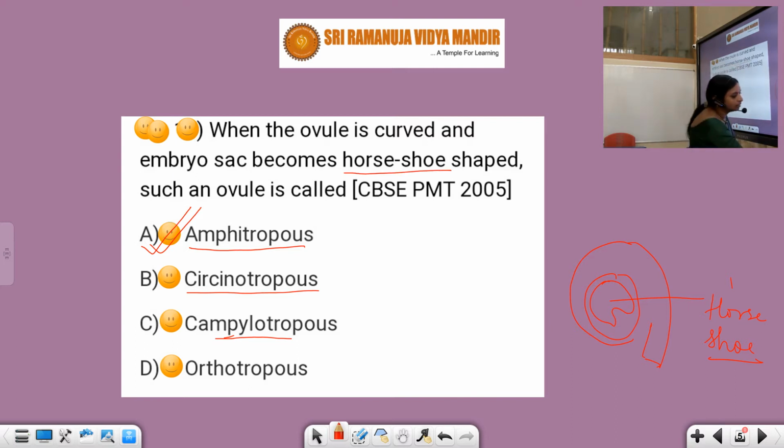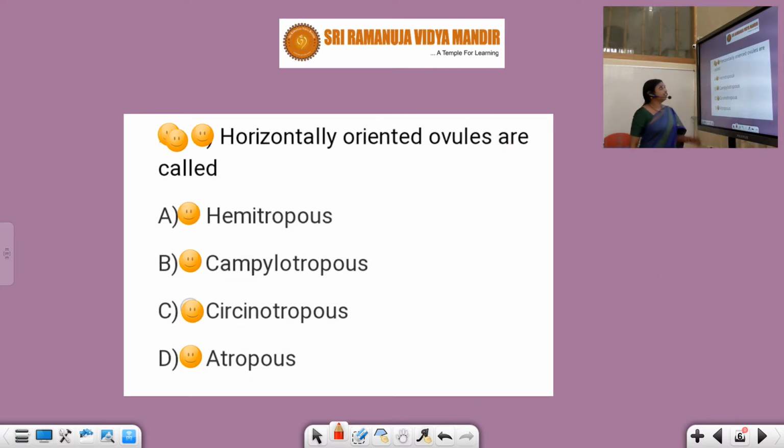Now let's see the next one. Horizontally oriented ovules are called. The body of the ovule here is placed at a right angle, that means at a 90-degree angle, to the funiculus.